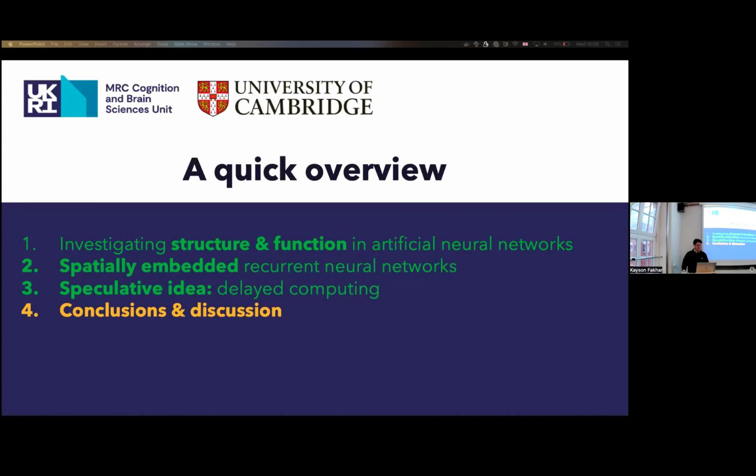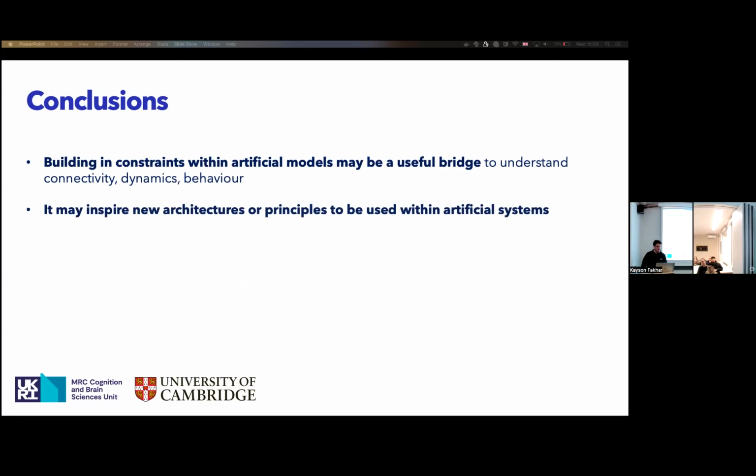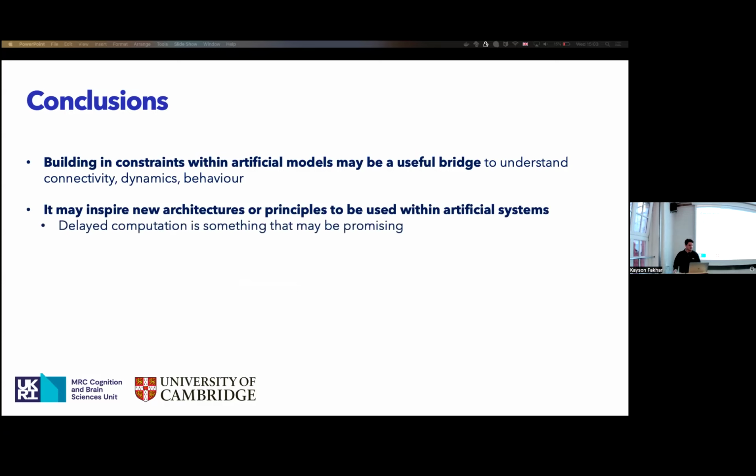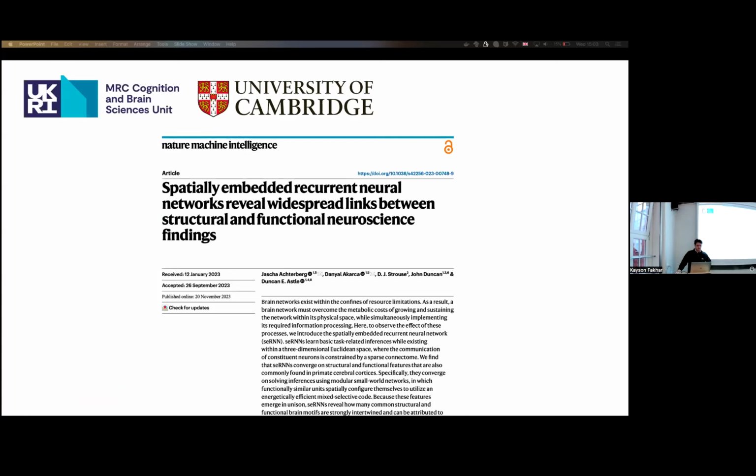So that's nearly it. Just conclusions. I think building in the constraints of the models could be a useful bridge. It could inspire new architectures or principles within artificial systems. I'm not saying that it will improve, but I think this idea of delays might be one way it could help, particularly if some resource rationality ideas come in. And as I said before, future models hopefully should incorporate more specific principles.